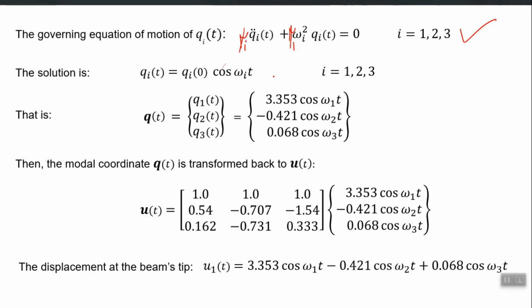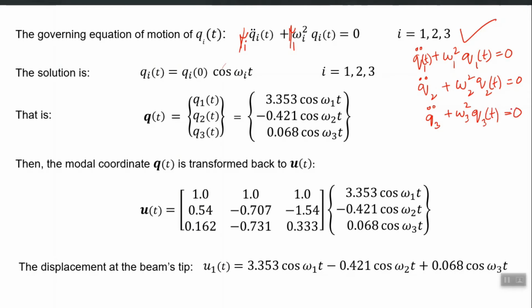So we can write that equation for 3 SDF systems or 3 modes, and the general solution for any ith equation, let us say I write it for you, q1 double dot plus omega 1 square q1 of t equal to 0. This is the first equation. Similarly q2 double dot plus omega 2 square q2 of t equal to 0, and similarly q3 double dot plus omega 3 square q3 equal to 0. So these 3 equations we get already, and first equation solution will give us q1, second equation will give us q2, third will give us q3.